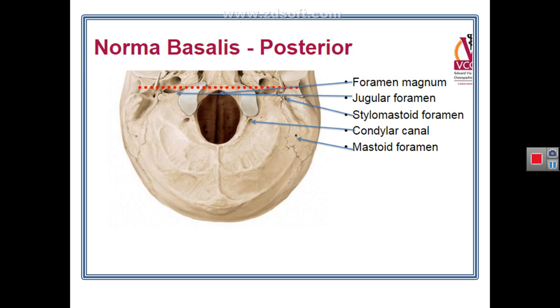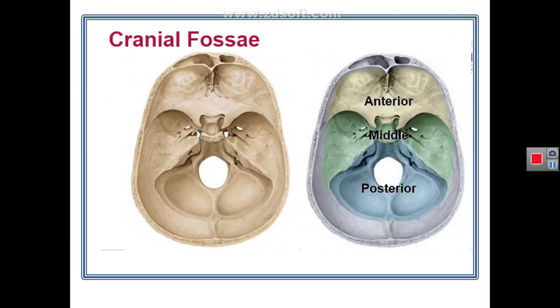This is all about norma basalis, which is the base of the skull, the inferior aspect of the skull. By that we have finished the anatomy of the views of the skull: from the front, norma frontalis; laterally, norma lateralis; above, norma verticalis; posteriorly, norma occipitalis; and inferiorly, norma basalis, the base of the skull. This is the end of the osteology of the skull, part 1.